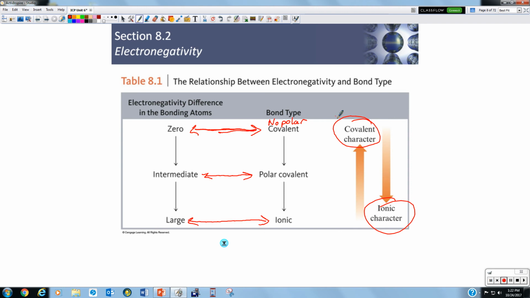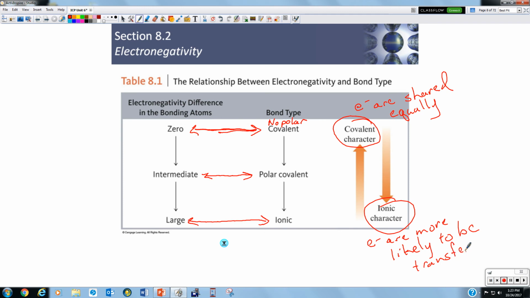Another way to look at this is increasing covalent character is going to mean that electrons are shared equally. And then increasing ionic character, electrons are more likely to be transferred. All right, does that make sense?